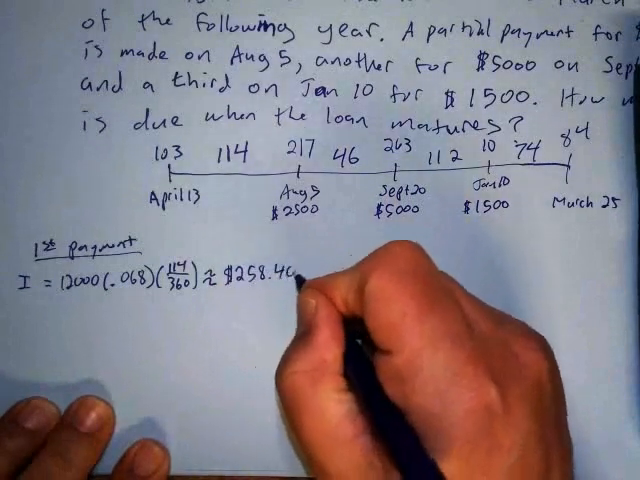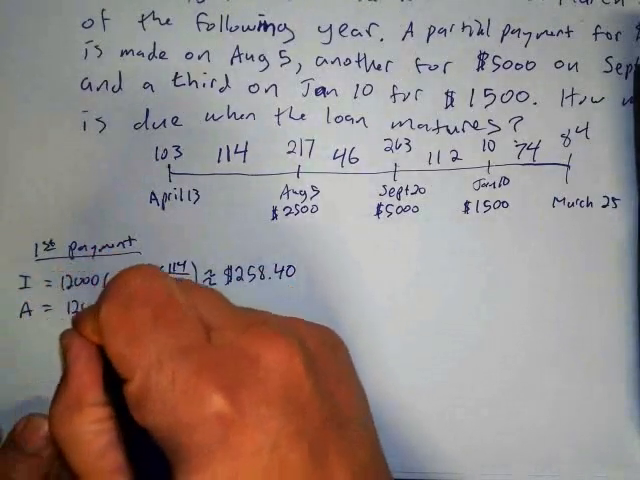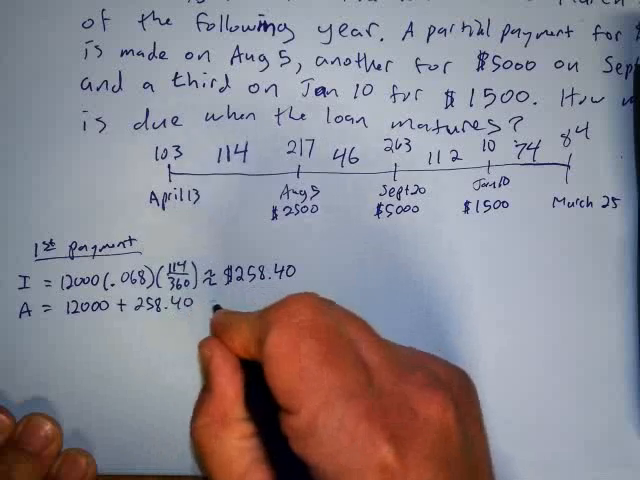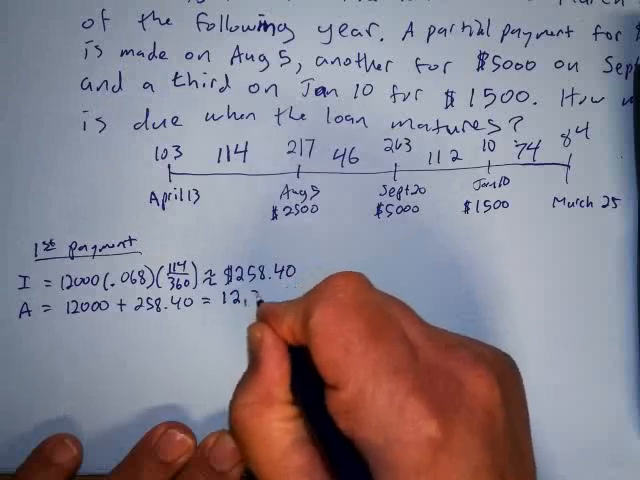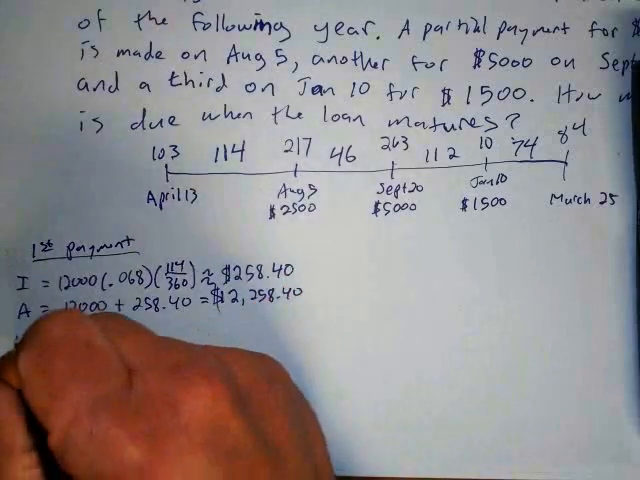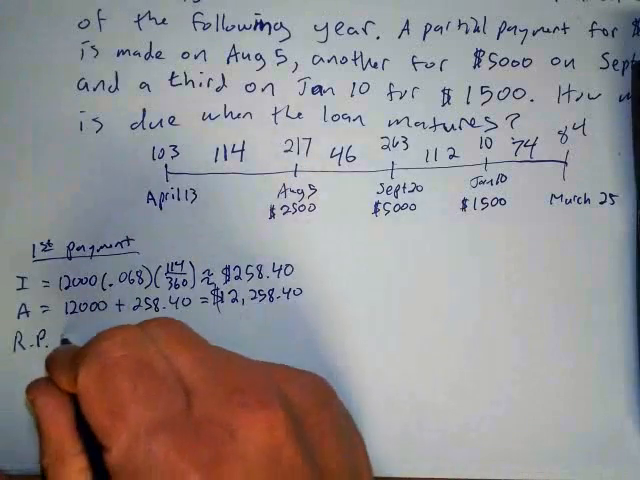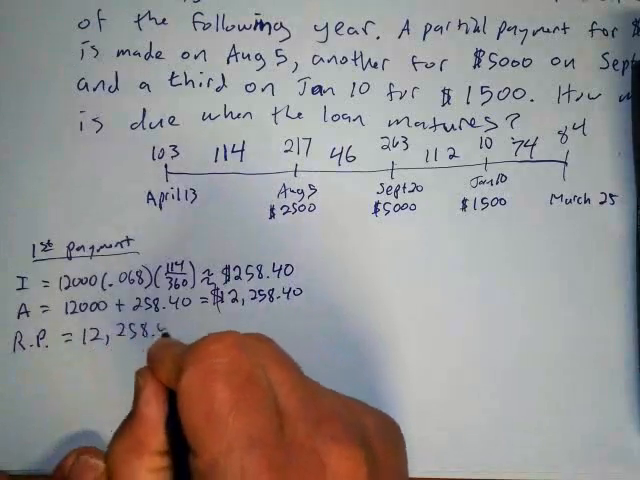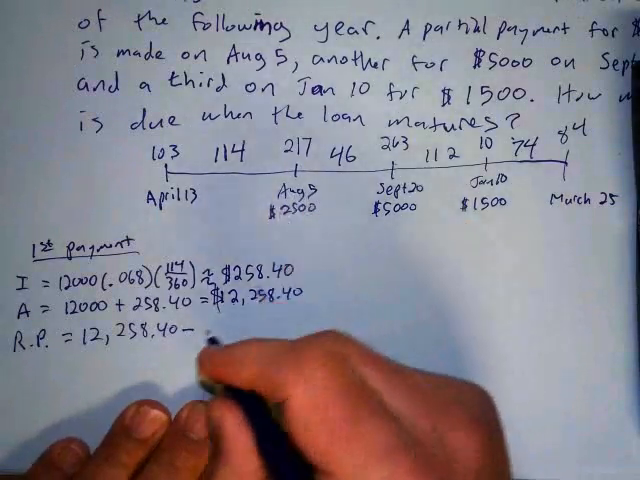$258.40. That would be the interest. Okay, and then the amount that I owe would be the 12,000 plus that, which would be $12,258.40. And then the remaining principal here would be how much I owe, $12,258.40, minus the amount of the payment, which was $2,500.